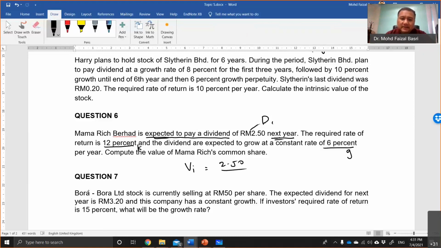So K minus G is 12 minus 6%. So 250 divided by 6%. So it's RM41 ringgit and 67 cents. Okay, 41 ringgit and 67 cents. Okay, very straightforward. That's why I said for constant growth, we have the simplest calculation because the length of the formula is very small, very limited.